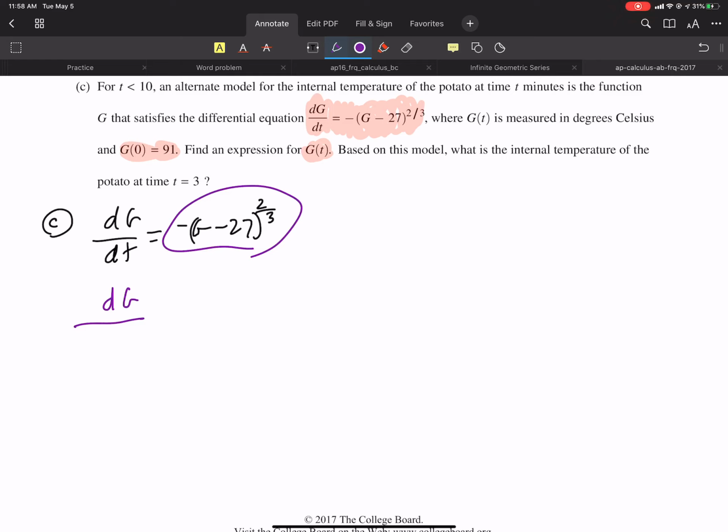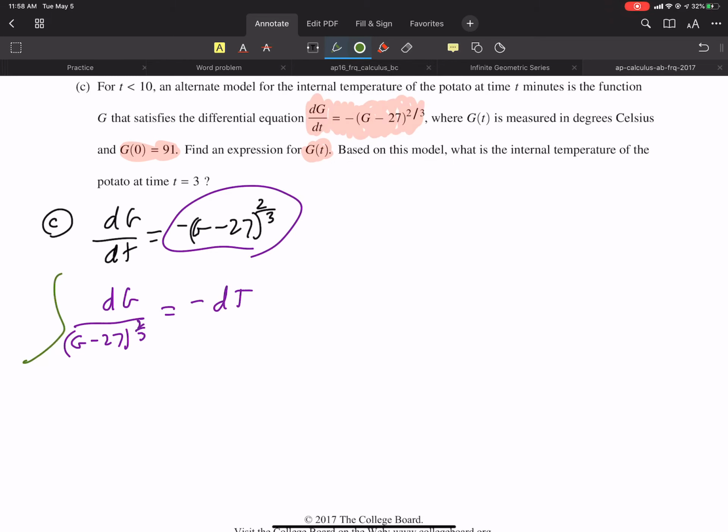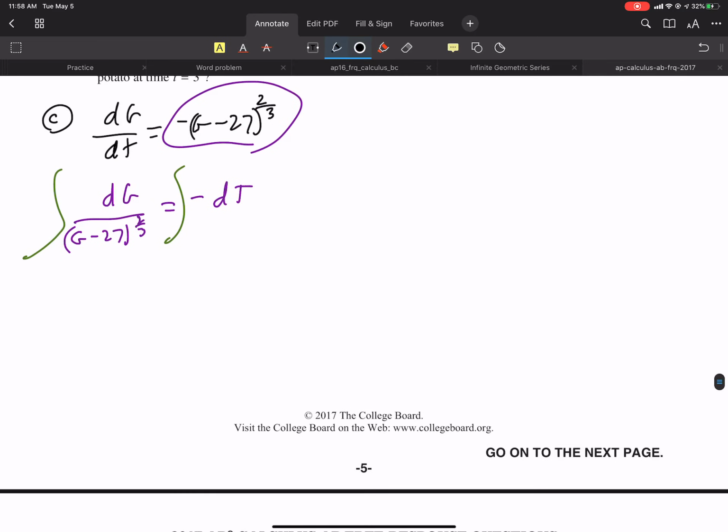It doesn't matter where that negative is. I'm only going to bring the g minus 27 to the 2/3, and I'm going to leave the negative on the right side. Now we integrate both sides. Now again, you could have brought the negative to the left side, but that would have been a pain. You would have had just a little extra work that's not necessary.